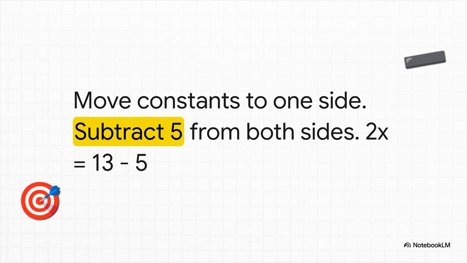Okay, first step. Look at the side with the x. Our goal is to get that 2x part all by itself. Right now, that plus 5 is hanging around, kind of cluttering things up. So how do we get rid of a plus 5? We do the opposite. We subtract 5.